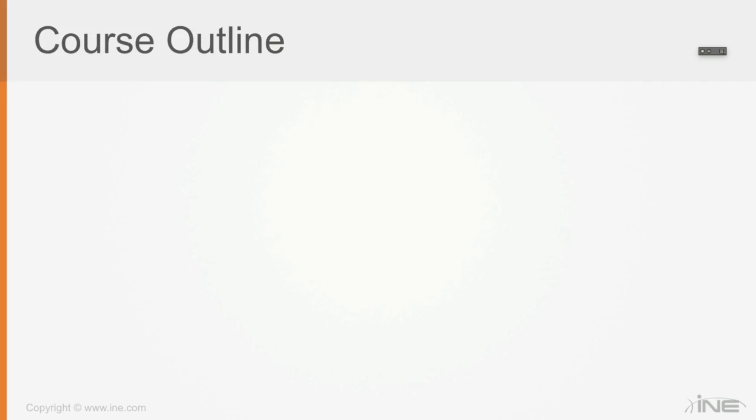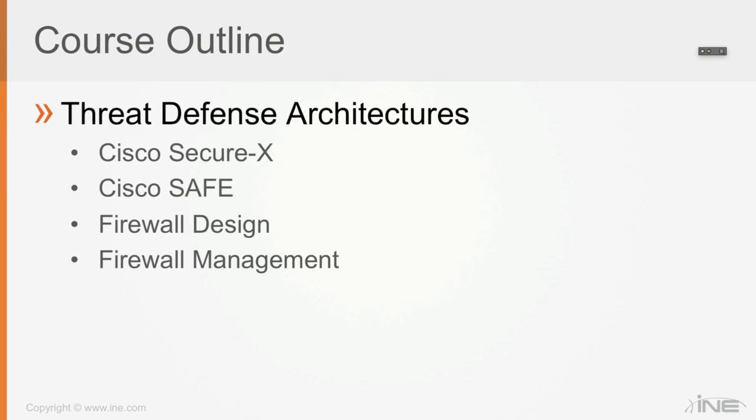In the threat defense architecture, we're going to speak about Cisco SecureX, what SecureX is, why Cisco came up with this framework. We're going to speak about Cisco SAFE, which is the security architecture for the enterprise. When we speak about firewall design, so those modes, context, and about firewall management, which is going to be the Cisco Security Manager, SDM, Cisco Configuration Professional, and Prime Security Manager in there.